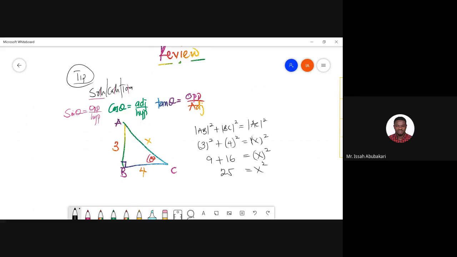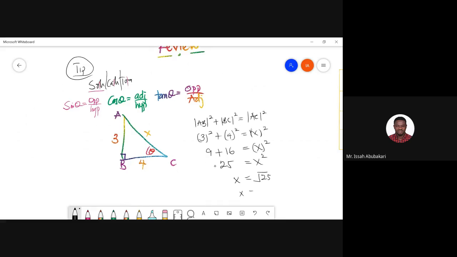But we are looking for x. So we take the square root of both sides, and we have x equal to the square root of 25. We know the square root of 25 is 5. So therefore, our AC is equal to 5. In other words, you will be asked to find the other length using a ratio, maybe sine theta, cos theta, or tan theta. That's what we're going to do today.